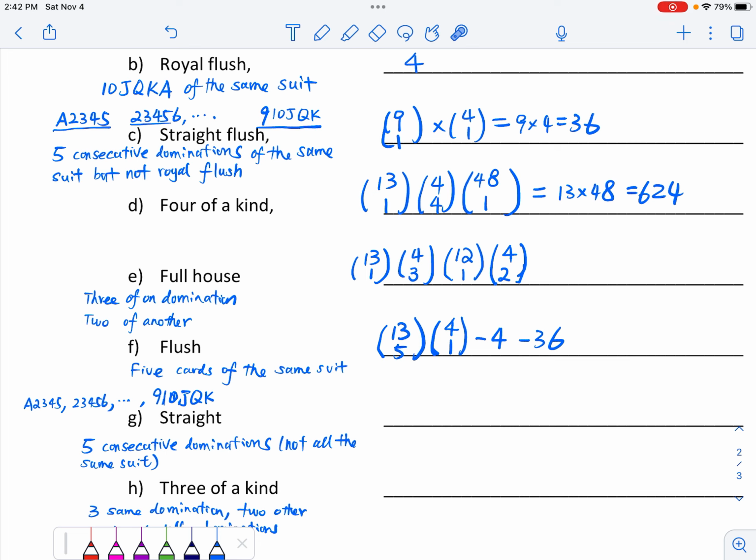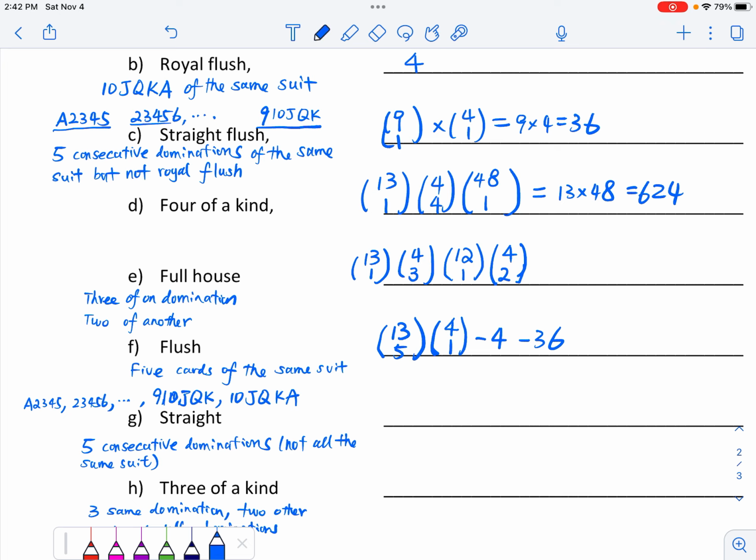Actually, I'm sorry. I think we should continue. The very last one can be 10, Jack, Queen, King, Ace. As long as they're not the same suit, that will still be a straight. Okay, so actually this is the last possible straight that you can have. So there were 10 of those.